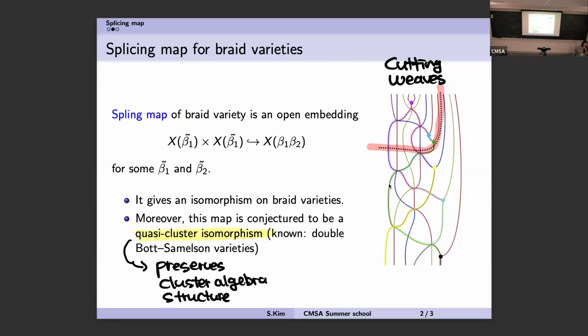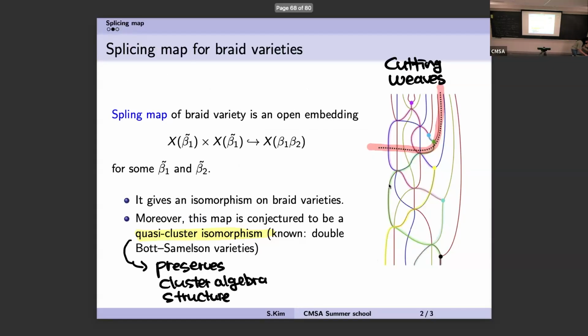And visually, our splicing map is motivated by cutting the weaves. If we focus on each trivalent vertex in the weave, and cut along this dotted line around the trivalent vertex, it gives me a splicing map. The top part corresponds to X(beta_1 tilde), and the remaining bottom part corresponds to X(beta_2 tilde), and the whole picture corresponds to X(beta_1 beta_2).